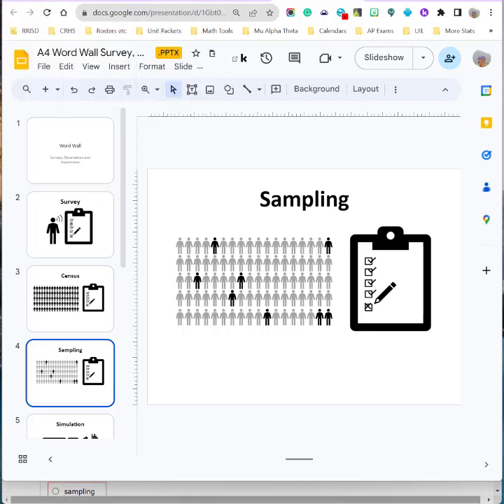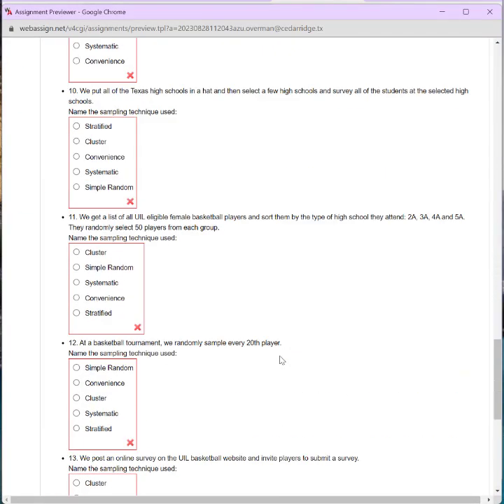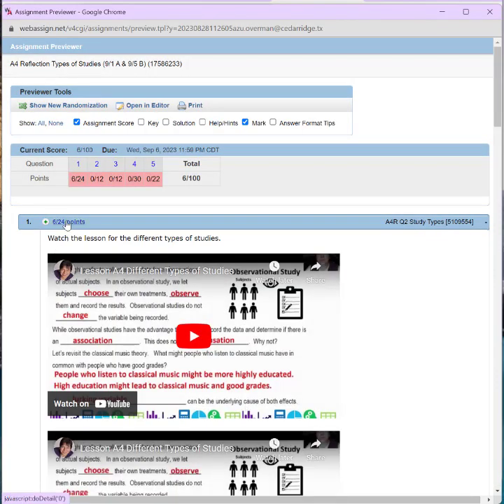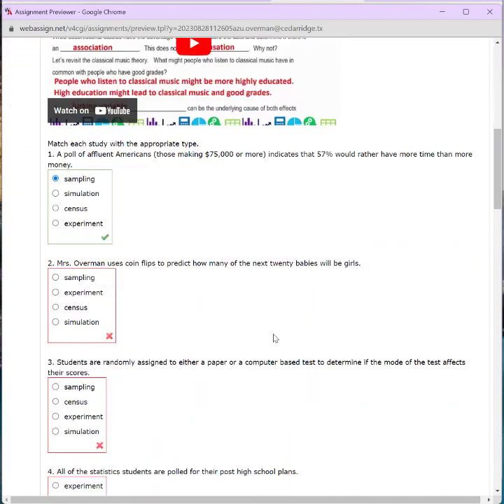So on this assignment, do I have it set right? There we go. I'm going to say this is a sampling, and I'll go ahead and hit submit. And boom, I have 6 out of the 24 points. It marked it correct.